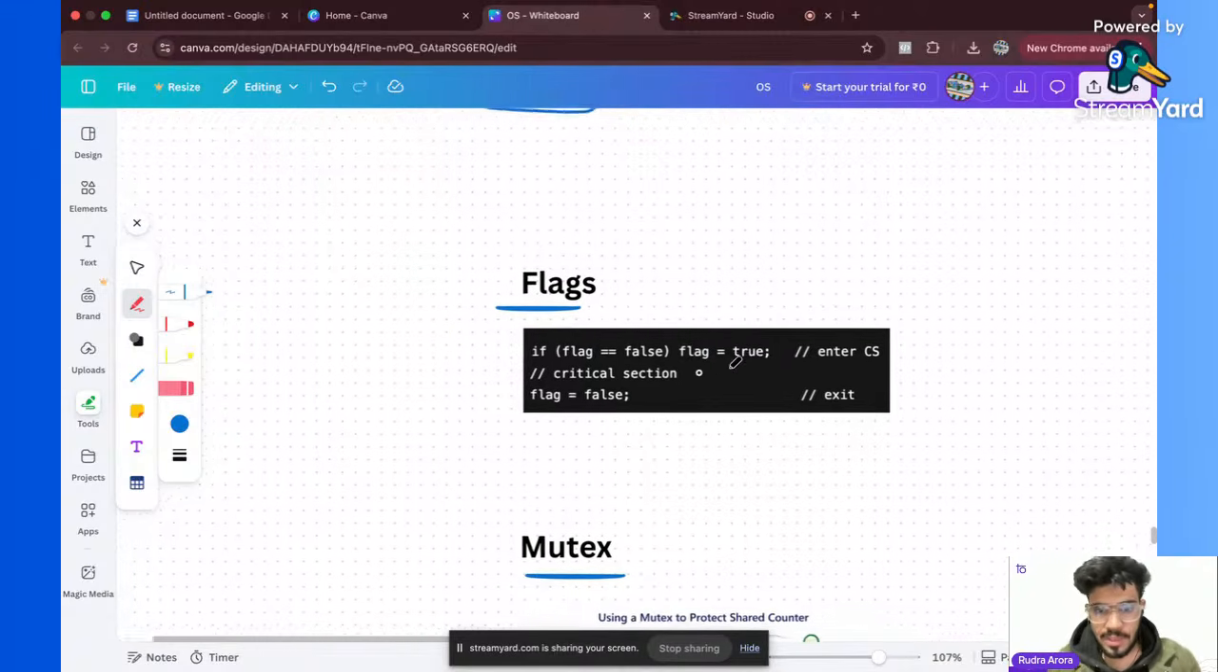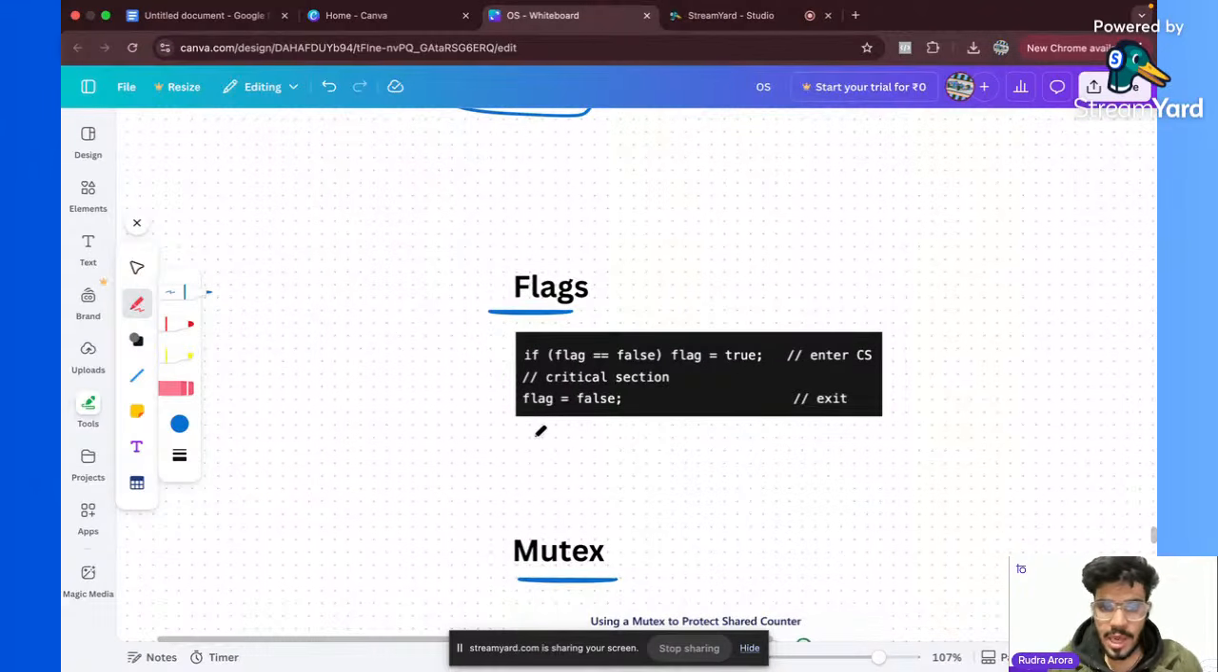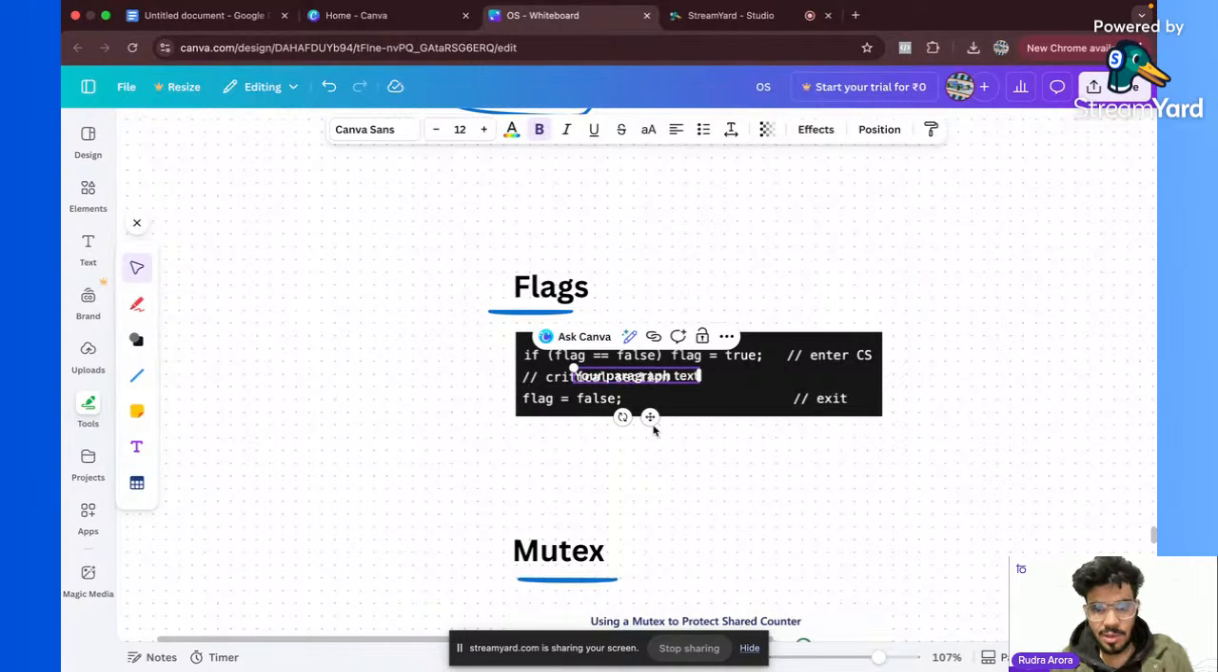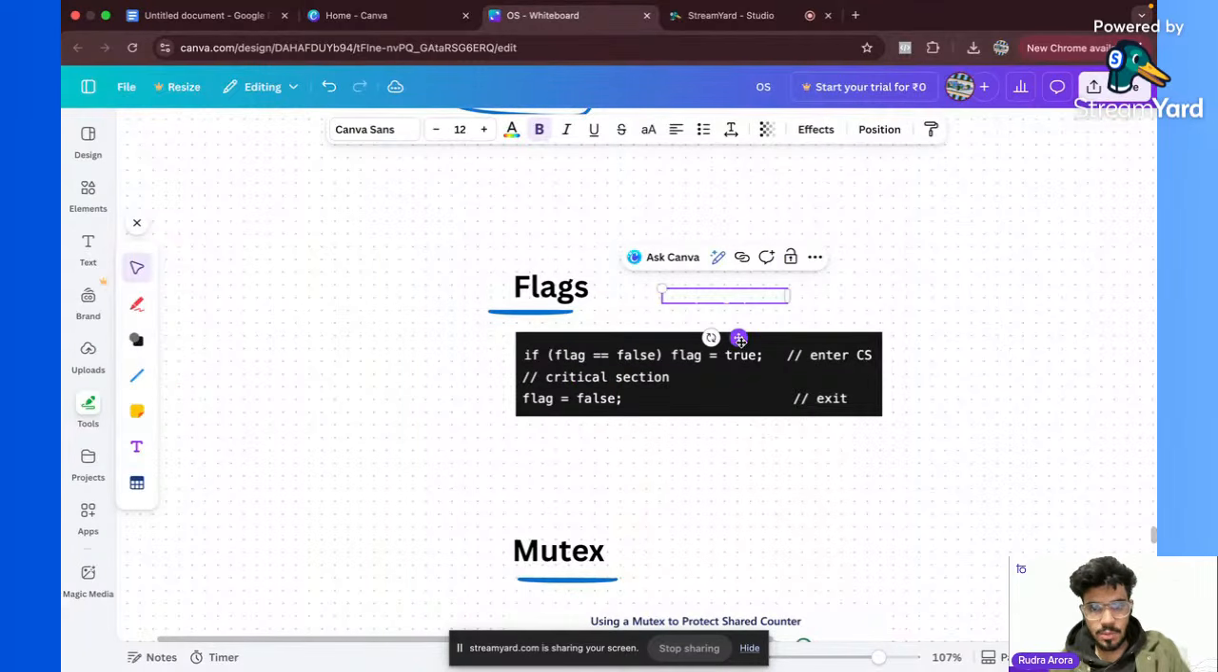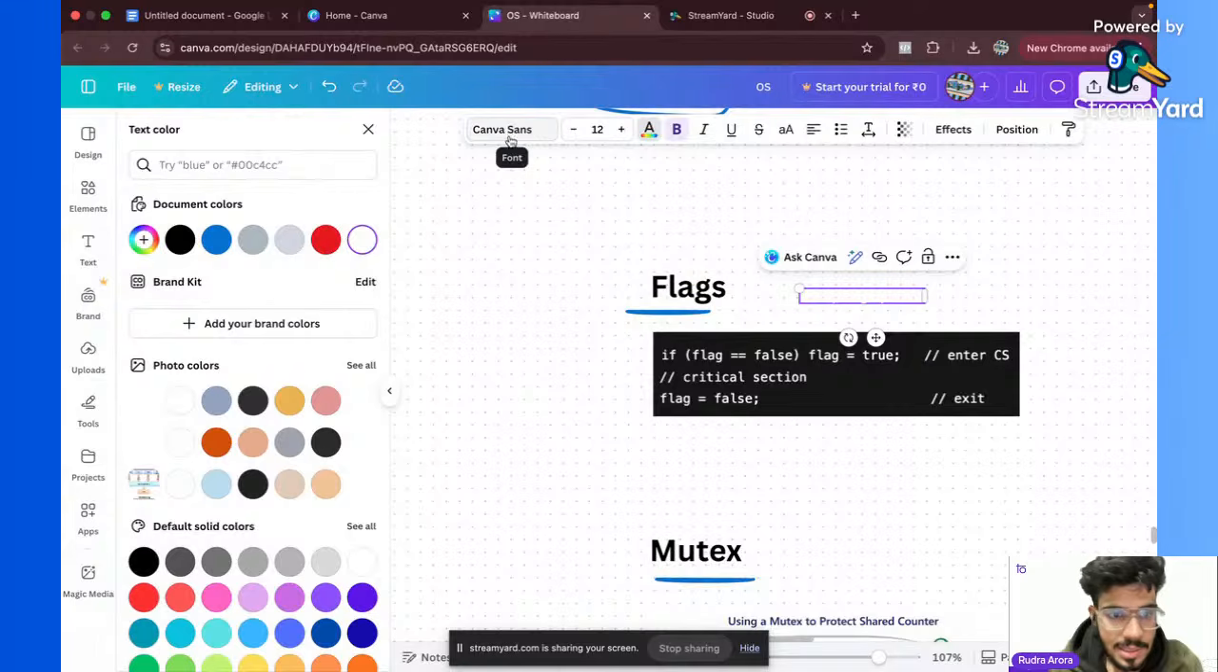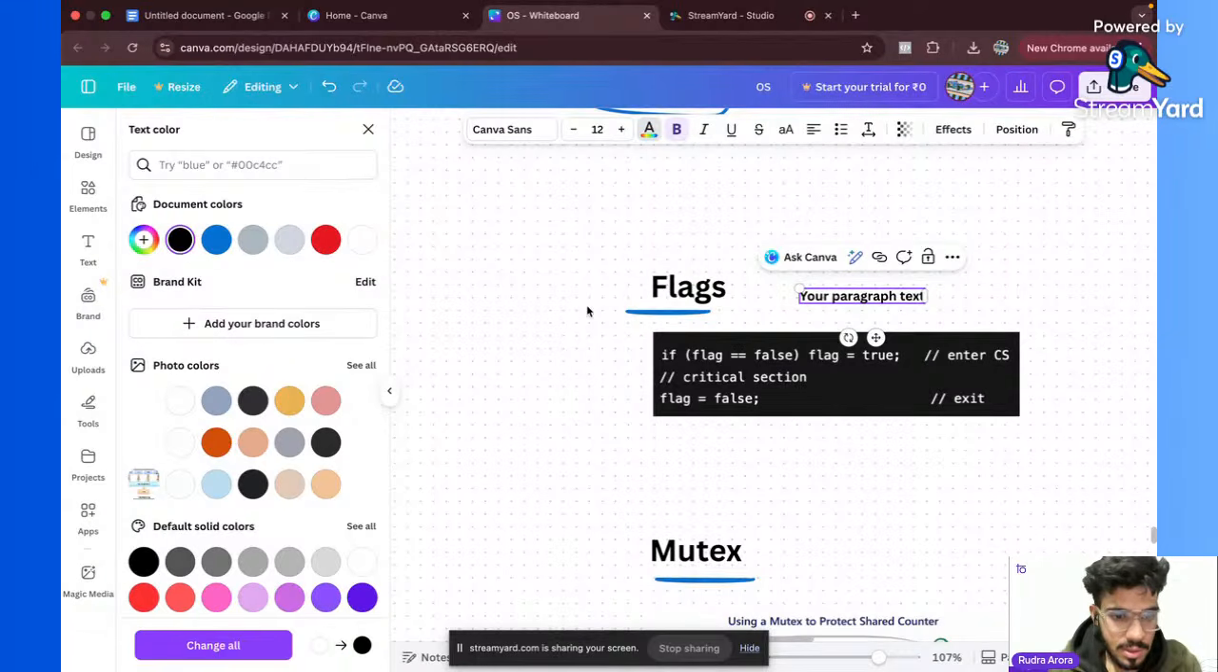Some of you must be thinking that it would be good to use a flag. Flag can be anything. You can just say is empty. You can make a bool expression, and that bool expression would tell. The text color has been changed to this.